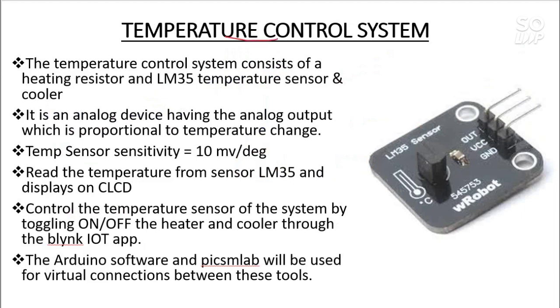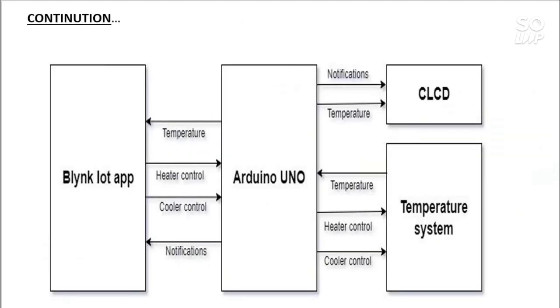And the temperature control sensor is the LM35 we are using here. In this temperature control, if it exceeds 35 degrees Celsius, we can turn off the heater and turn on the cooler. The sensor sensitivity is 10 millivolts per degree, which can be controlled by turning on and off in the IoT app.